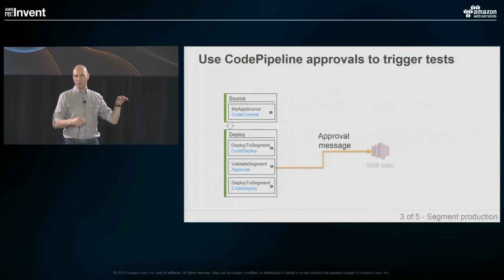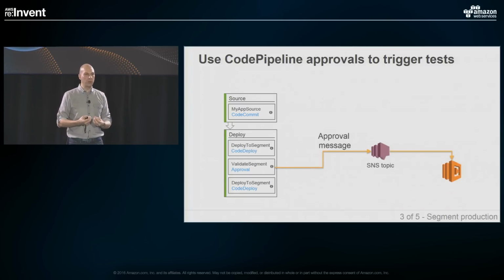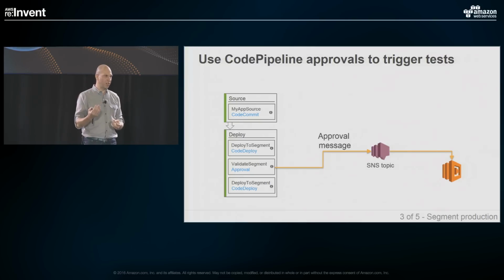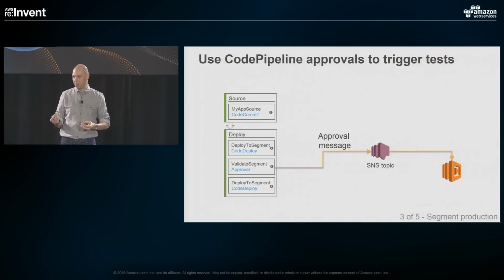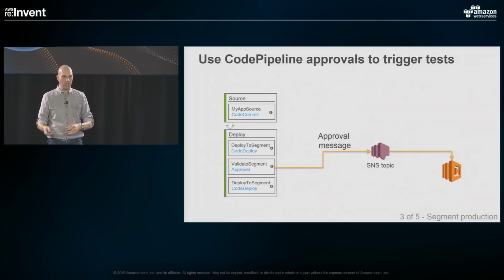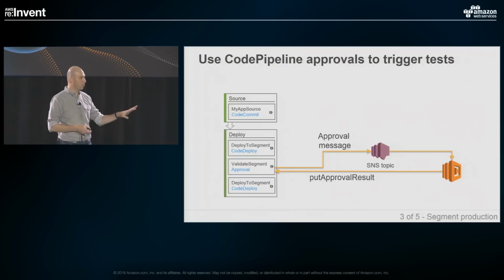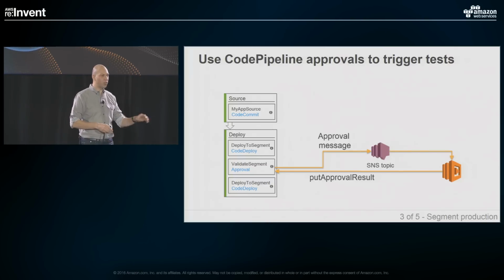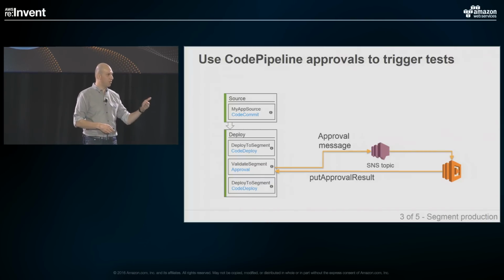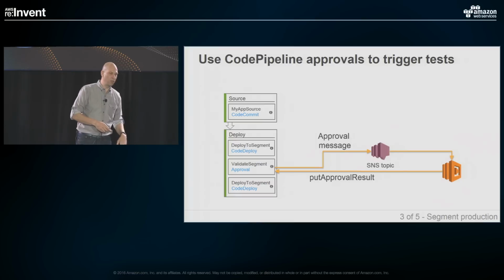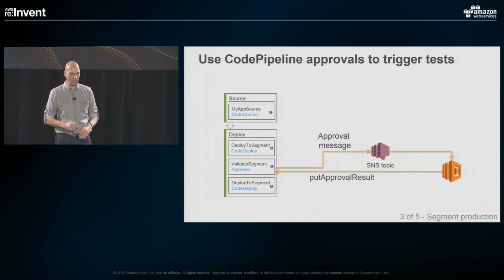So when a change hits an approval, we can configure an approval to emit an event on an SNS topic. That message can be used to trigger a Lambda function, which we can then use to write our tests. We can perform whatever tests we want at that point. If everything's good or not, we can call back into our pipeline and put an approval result which says either it worked or it didn't work. And once that occurs, if it's approved, changes will continue to flow through to our remaining actions.